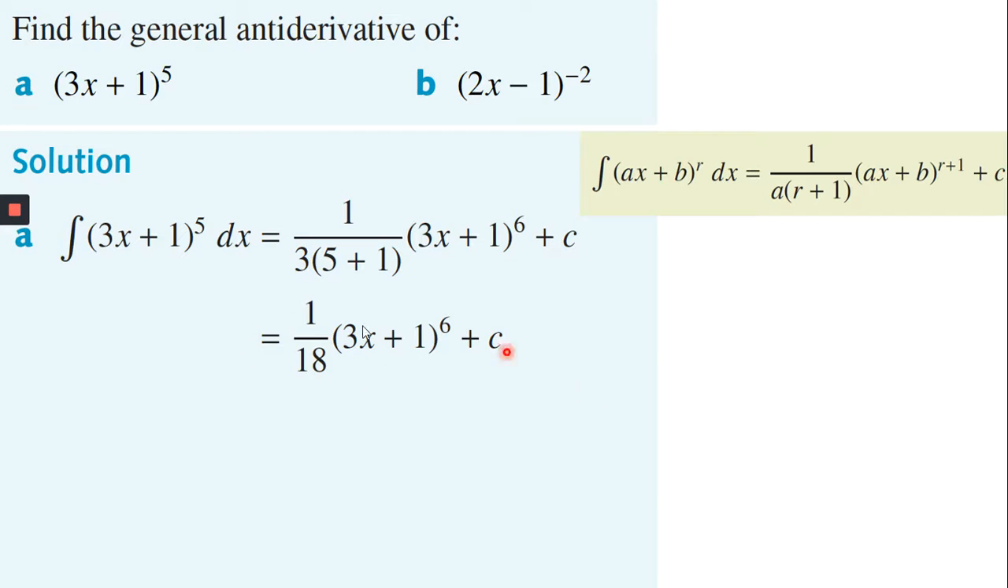1/18. So some of you are going to spot some shortcuts here, no doubt. So the 5 becomes a 6, and 18 is 3 times 6 is 18. Don't forget your plus c.